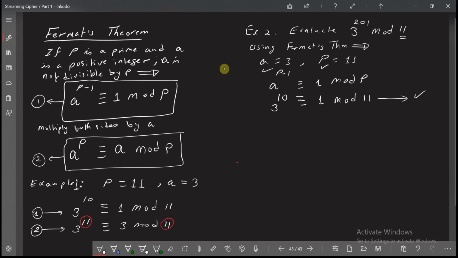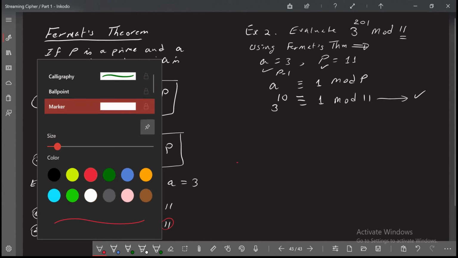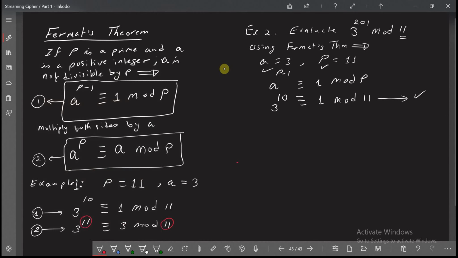So this is true. This is from the theorem, but look, if you look at our problem, it is different. The problem is that we have 3 to the power 201, and here we have 3 to the power 10.